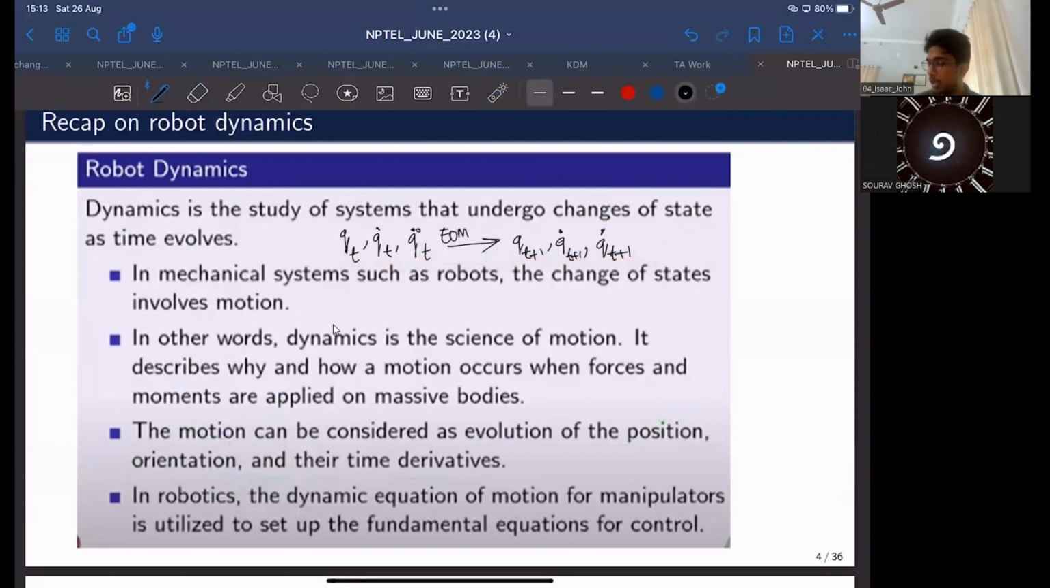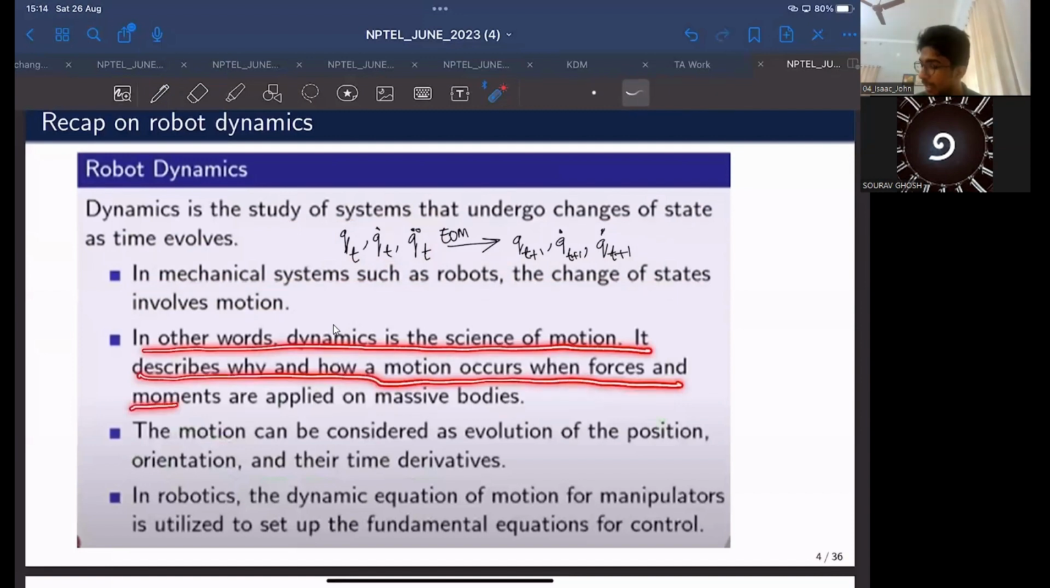The change of state is basically a broad term. It does not necessarily mean motion parameters or trajectory coordinates, but in the case of robots, the change of state is exactly characterized by the change of position, velocity, and acceleration coordinates. That's what this point says. In mechanical systems such as robots, the change of state involves motion. In other words, dynamics is the science of motion. It describes why and how motion occurs when forces and moments are applied on massive bodies.